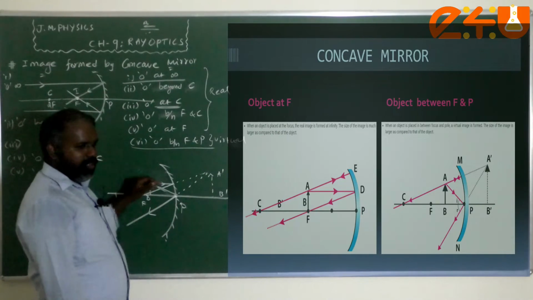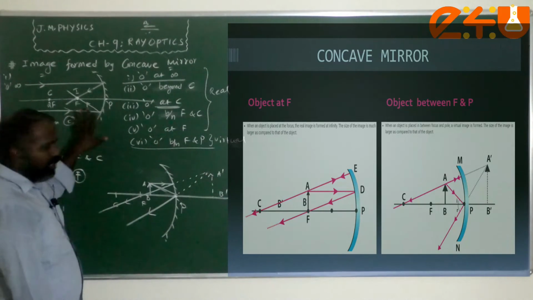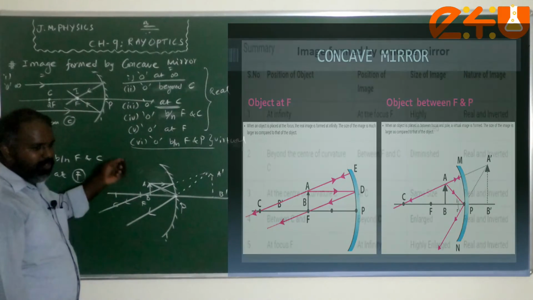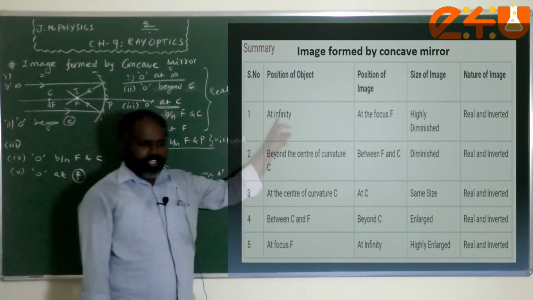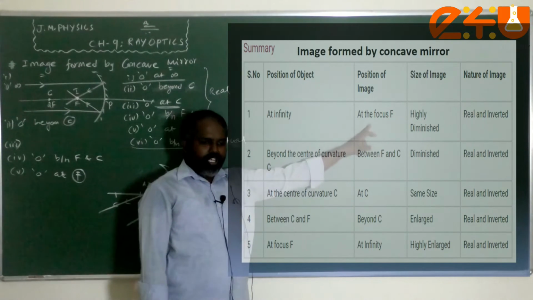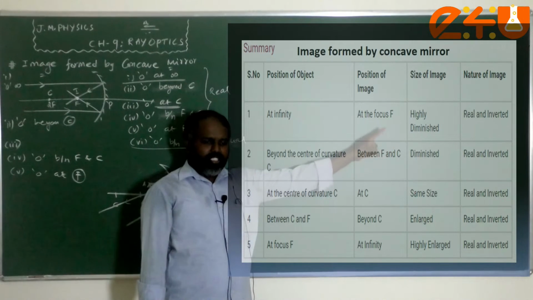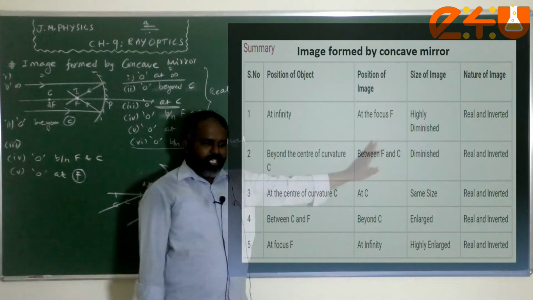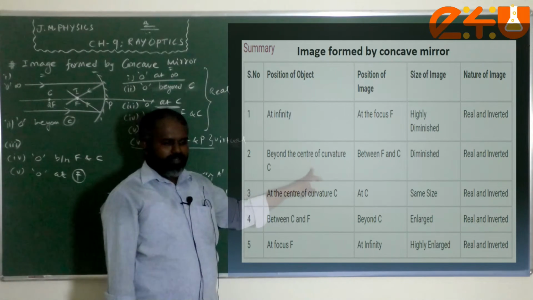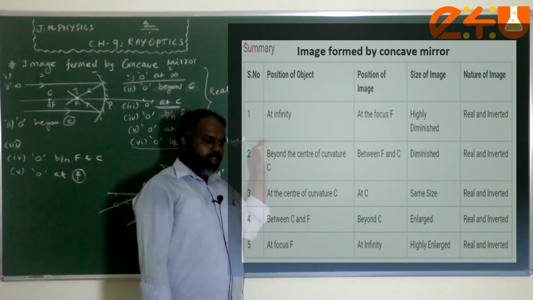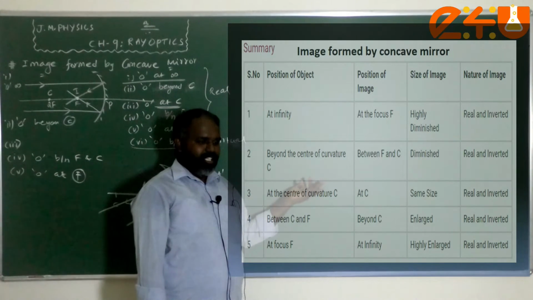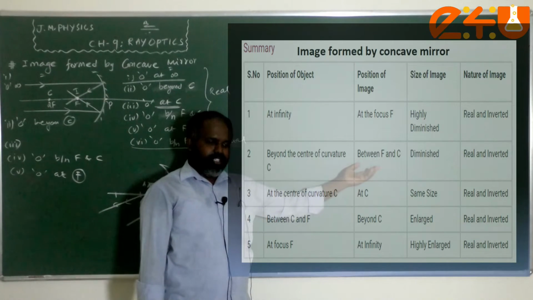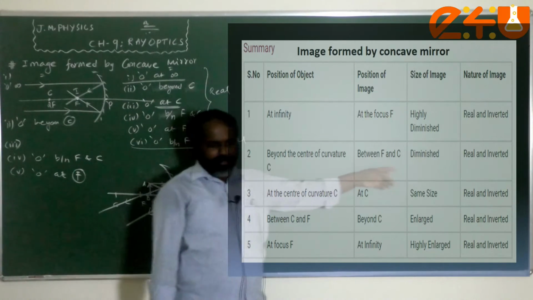So go to the next slide to summarize the properties of the image formed by the concave mirror. When the object is at the focus, the image is at infinity and highly diminished. Since the image is formed in front of the mirror, it will be real and inverted. The second one is beyond the center of curvature. As I said, when the object approaches the mirror, the image moves away from the mirror, increasing in size. So the image is between F and C.